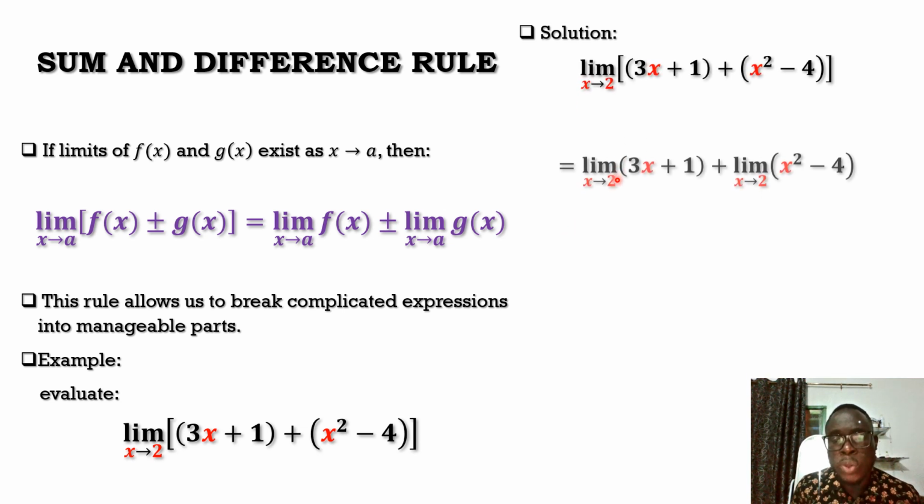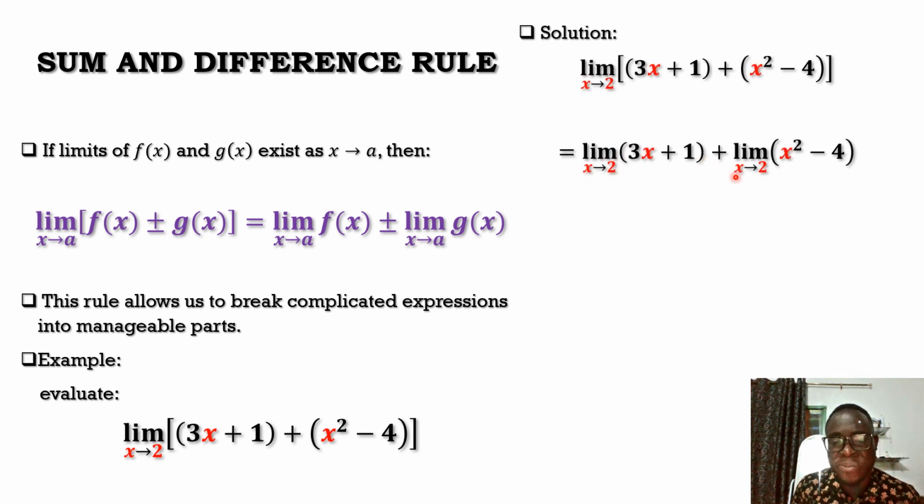Using the rule, we are supposed to split the function and find the limit for each respective function as x gets closer to 2. So it will be the limit as x approaches 2 of 3x plus 1, plus the limit as x approaches 2 of x squared minus 4. When you find the limit of this function, it means that you substitute 2 as the input for x. So the input for this function will be 2. So 3 times 2 plus 1.